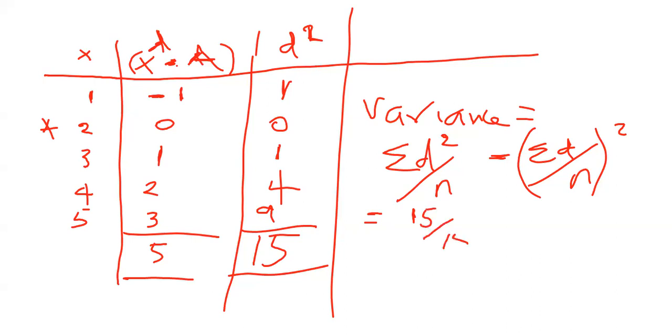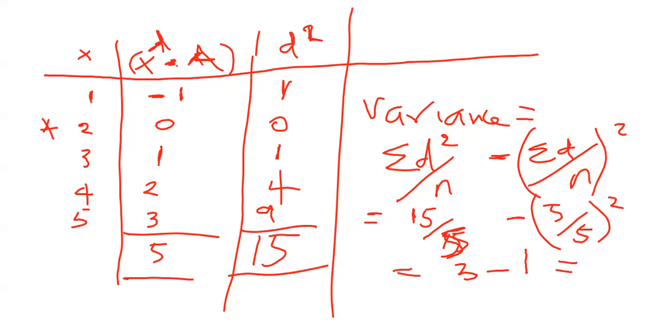Without wasting time, this first one gives us 15 at the top. Our n, the total number, is 5. Minus summation of d, which is 5, all over 5, everything raised to the power of 2. 5 over 5 is 1, 1 square is 1. So 15 over 5 is 3, minus 1, and the result is 2.